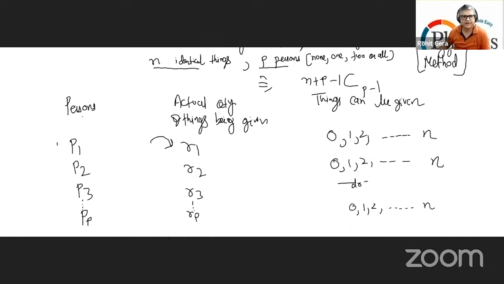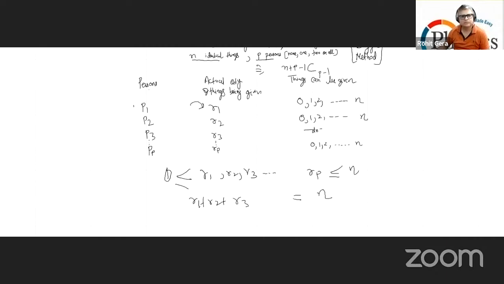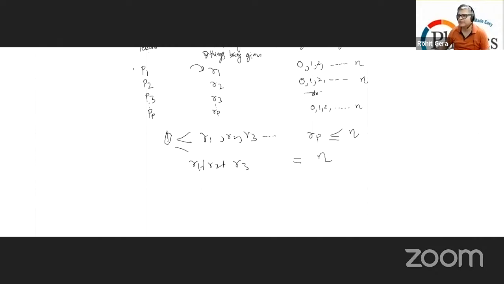Let me just rewrite it. Now the things you have given to them, R1, R2, R3, all of these till RP, are between 0 and n. Either you have given them nothing, or something, or maximum you can give them n. Once you start distributing them, the sum of all the things you give them is equal to n. Okay, now some binomial theorem.